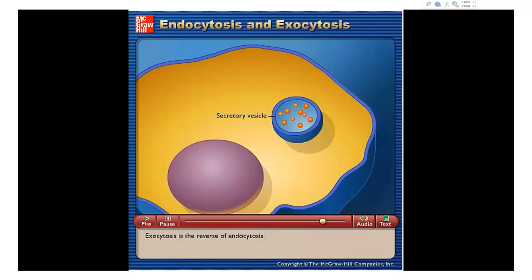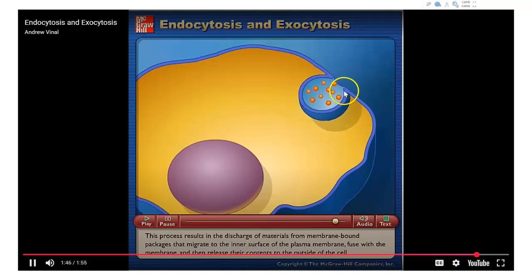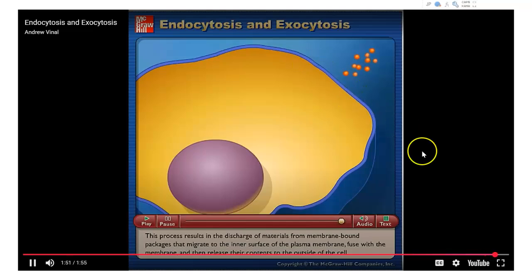Now, how do we get stuff out of the cell? Well, let's say we have some stuff that we made inside the cell. This vesicle would be held to the side of the cell and fuse with the membrane, and that's how they release it out.